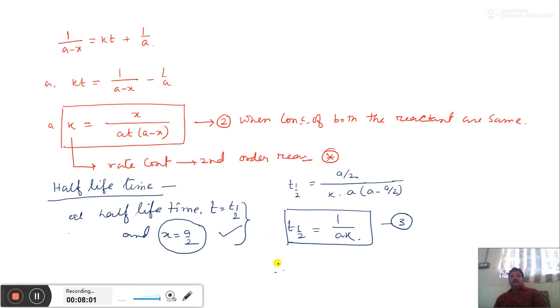Now from this equation 3 we can write t half proportional to 1 by a. This equation indicates that the half-life time of a second order reaction is inversely proportional to the concentration of the reactant. That's the half-life time of a second order reaction.